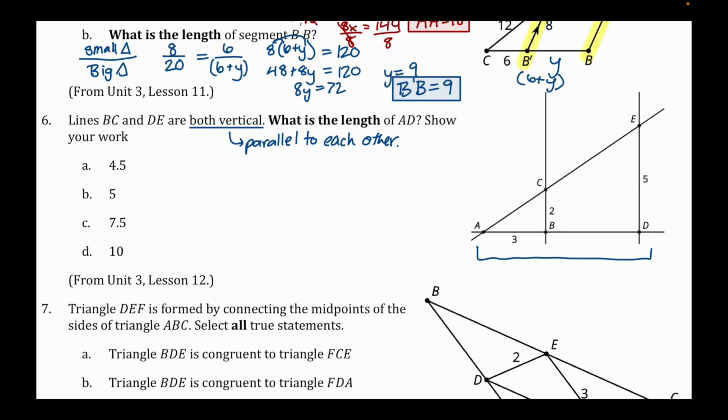So get my marker. All right, I'm going to say 3 over 2 is equal to, and I don't know this distance, I'll just call it AD over 5. Let me cross multiply. 2 times AD is going to be the same as 3 times 5, which is 15. So when we divide both of those by 2, AD is 7.5.